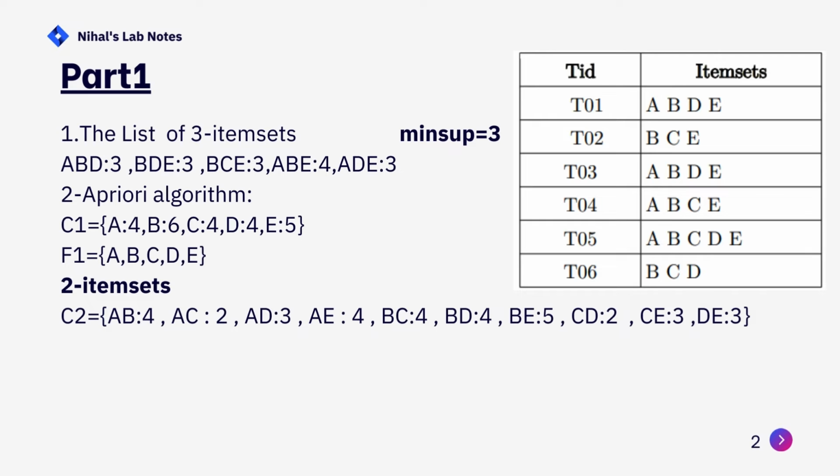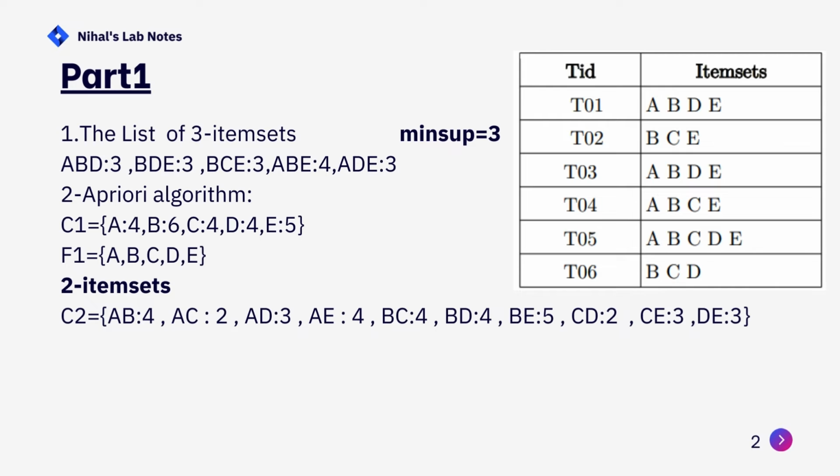For CD, it appears in transaction 5 and 6. So support of CD is equal to 2. For CE, it appears in transaction 2, and 4 and 5. So their support is equal to 3. For DE, it appears in T01, T03, T05. So their support is equal to 3.